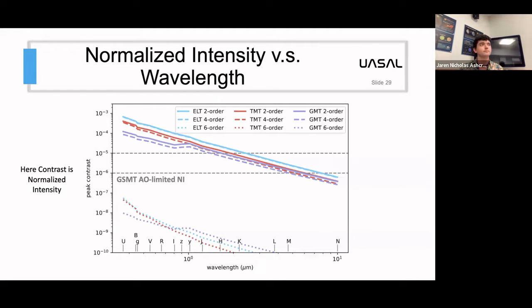I have a question too. Yeah. I'm having a hard time intuitively understanding why there's such a big difference between fourth order and sixth order.